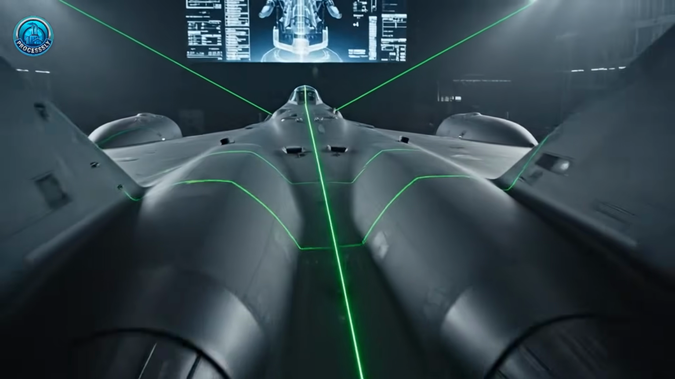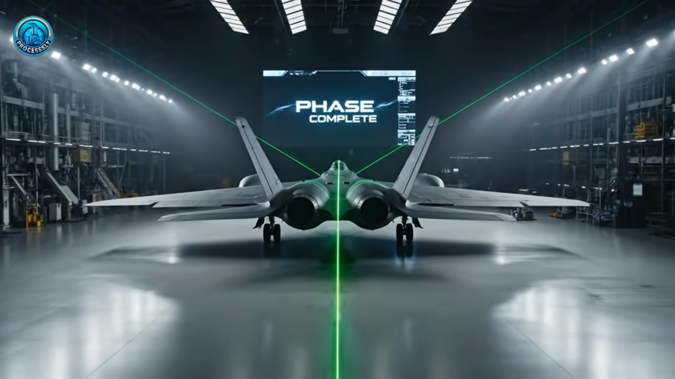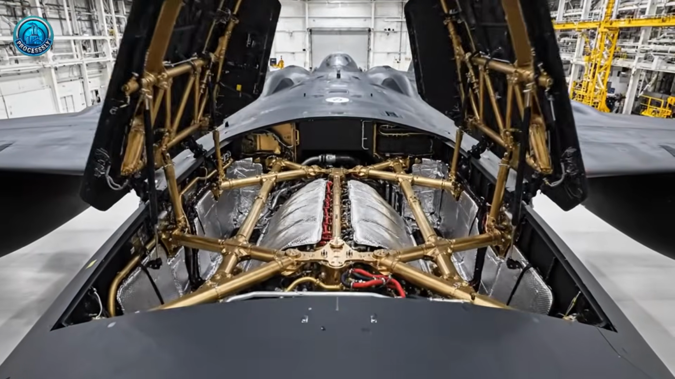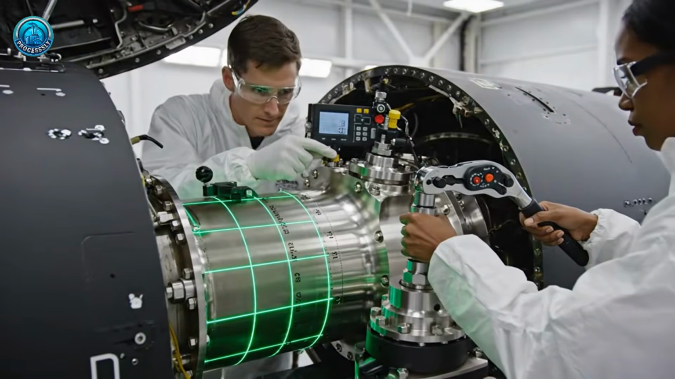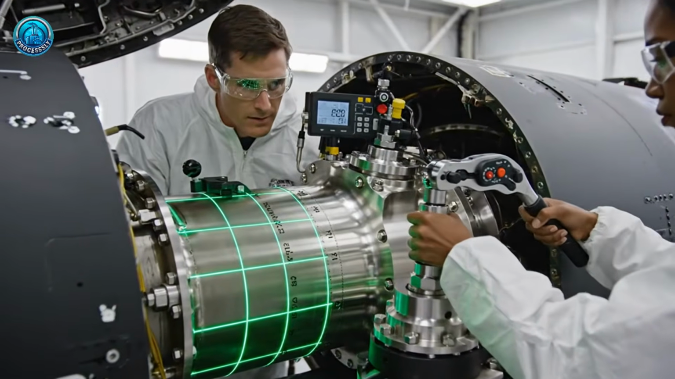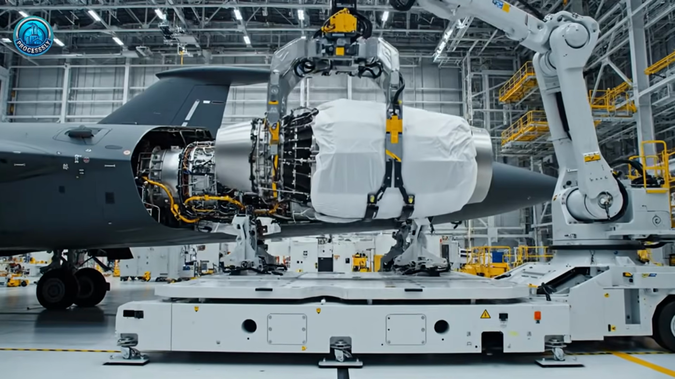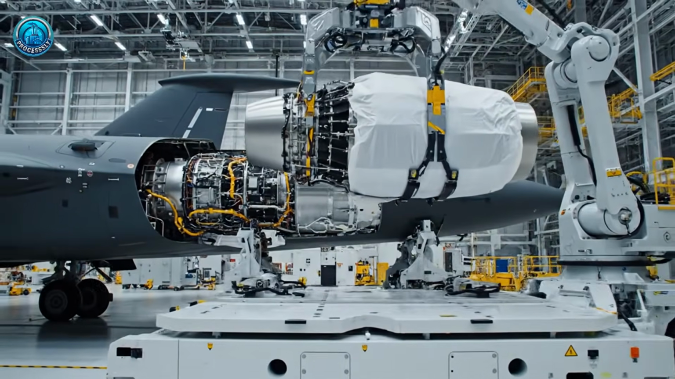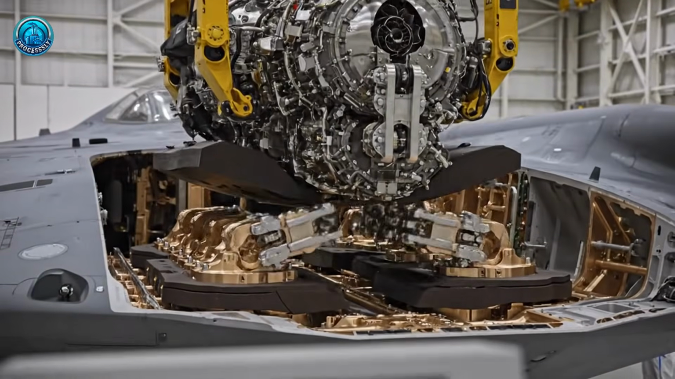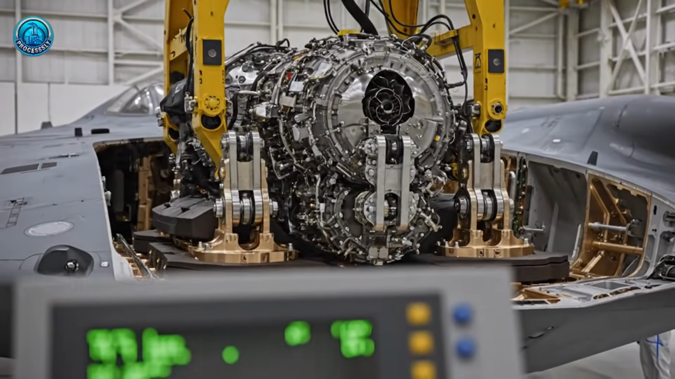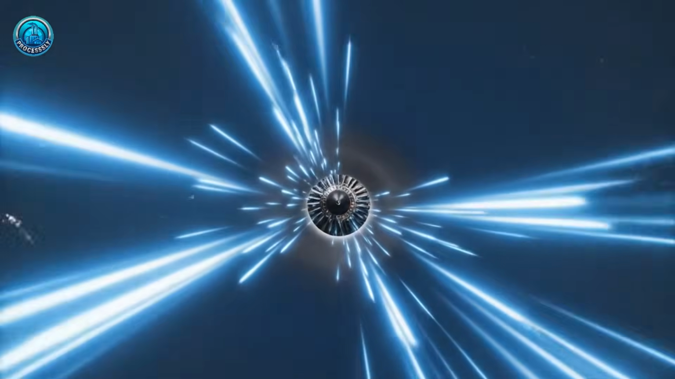The stealth skin is complete, defining the aircraft's signature and form. Hidden intakes protect the engine while preserving aerodynamic efficiency.